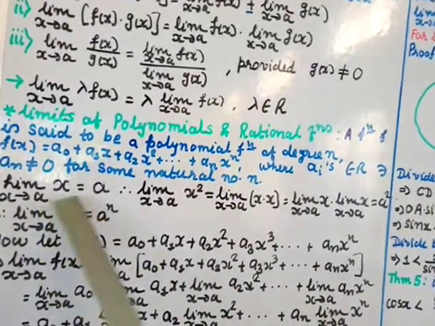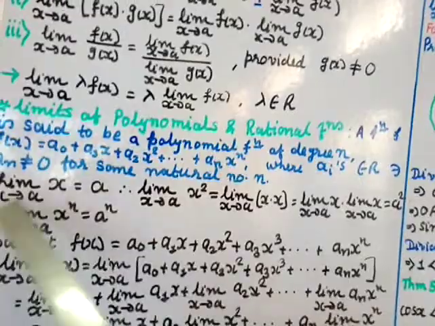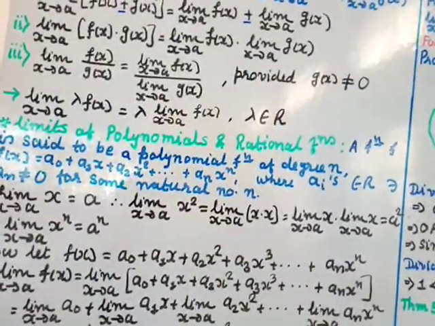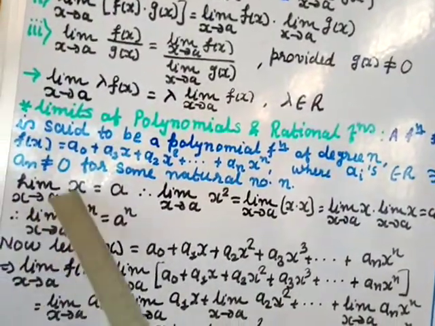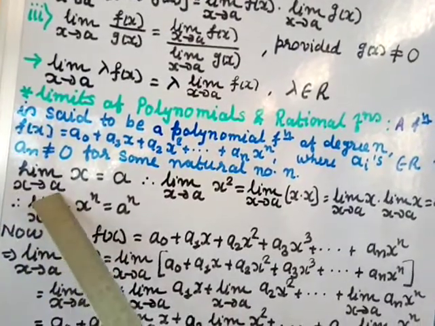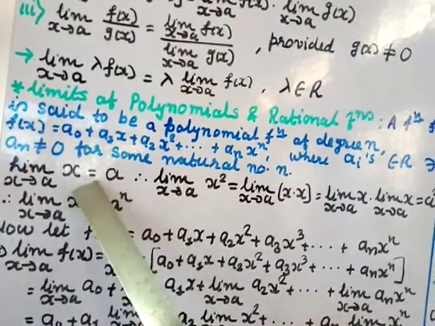Limit x tends to a of x equal to a. Now here this is the limit of this x, a simple polynomial. If there is an x, then there is nothing to simplify, so you just place the value of x equal to a here. So limit of this will be a.